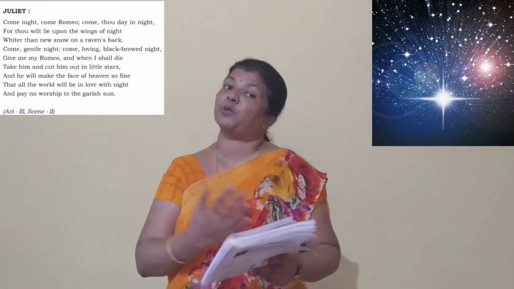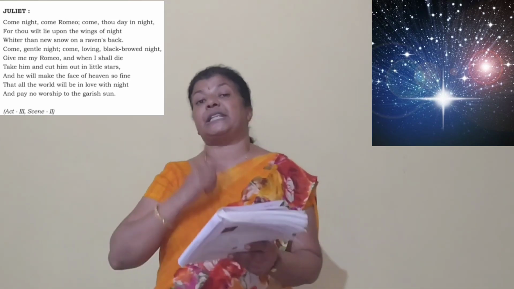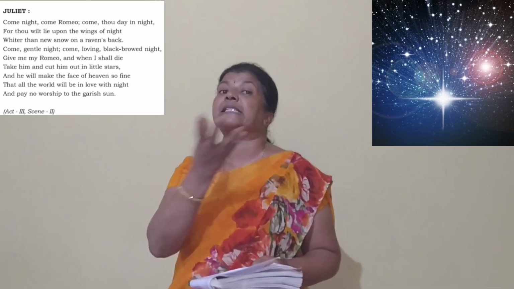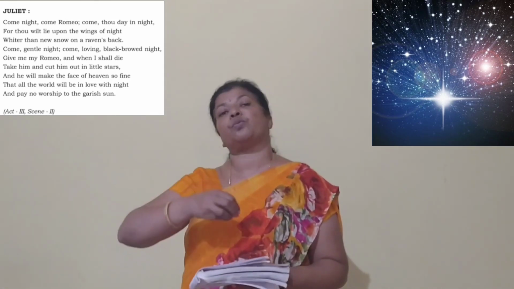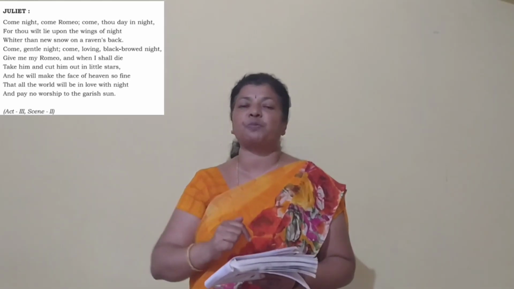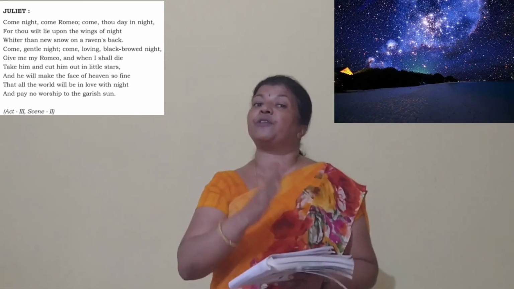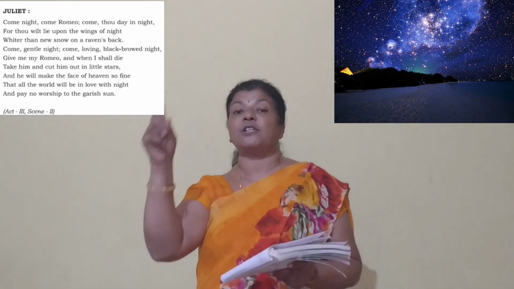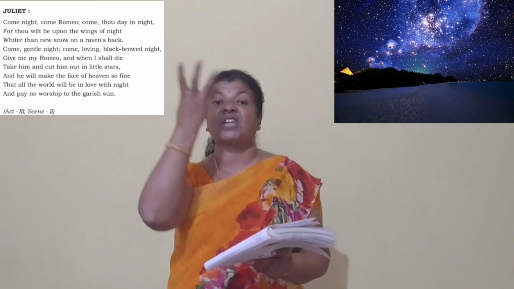She's asking the night to take Romeo. Sometimes we can call this very possessive also. She was very possessive with Romeo. So she says, when she dies, take him and cut him out into little stars, and he will make the face of heaven so fine. So if you make him into stars, he'll be brightly shining in the sky. Because she's possessive, after death she will go to heaven, so maybe she feels that Romeo will be with her even after her death, cut into stars. Again personification, face of heaven. The heaven will look so beautiful when Romeo shines like stars in the sky.